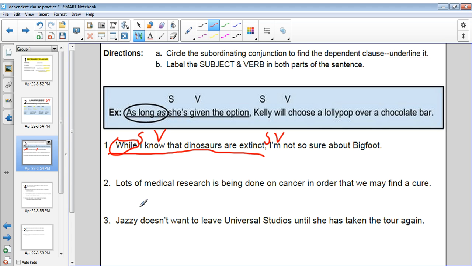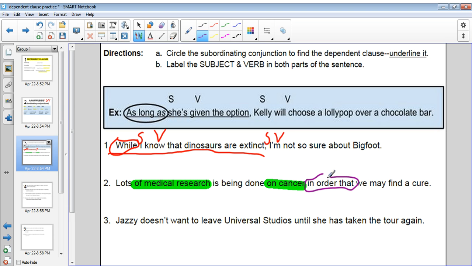Lots of medical research is being done on cancer in order that we may find a cure. One of the other things we've practiced doing in class is getting rid of prepositional phrases. So let's do that. Of medical research is a prepositional phrase. On cancer. And I see in order, but I happen to know that in order that is a subordinating conjunction.